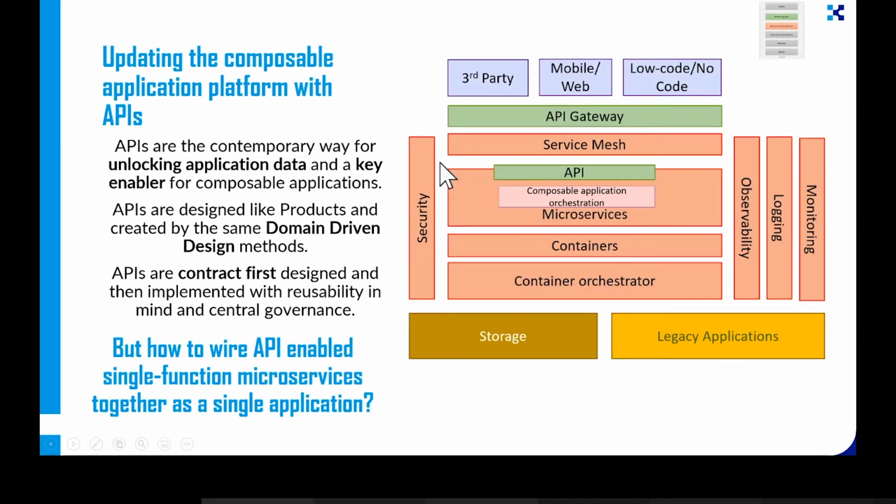So we come to an update of our composable application platform, where we now added APIs, an API gateway, and composable application orchestration. We have the different consumers like mobile and web, like we always had. We now also have third parties, and we have low code and no code environments.